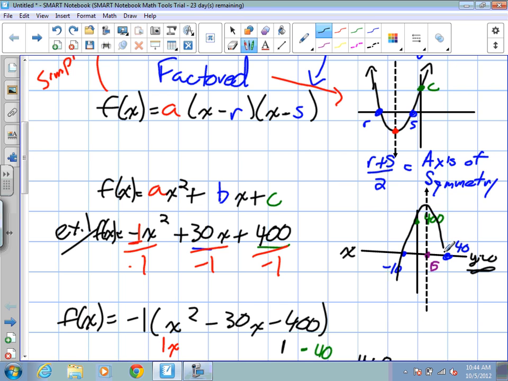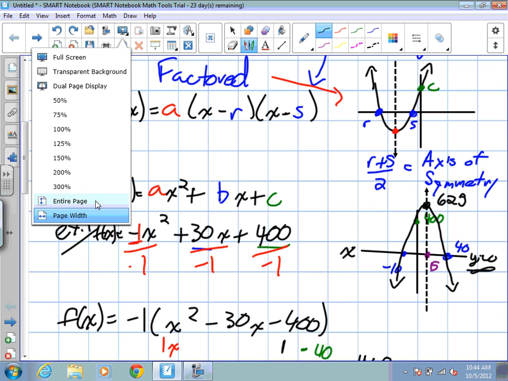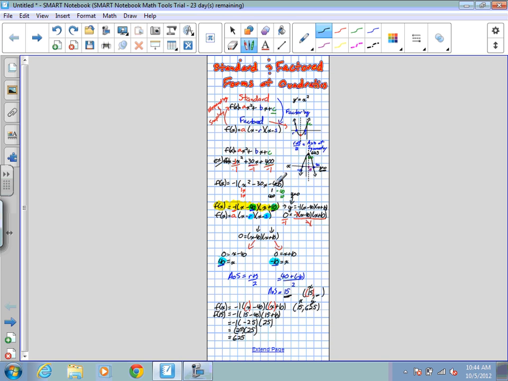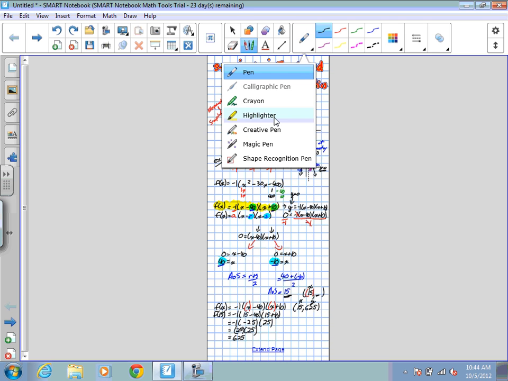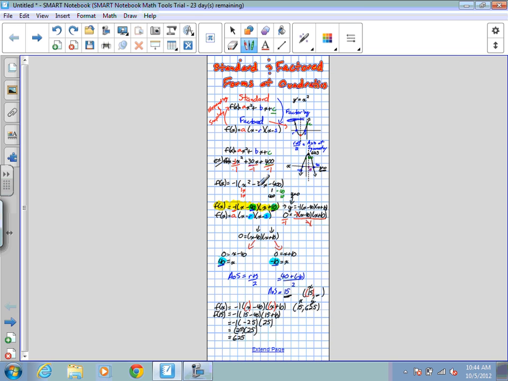Okay? So, with standard and factored form, we can find out all that information about our graph. We just have to go through the steps, which are factoring it. This is where we factored it, put in factored form. We find the two x-intercepts from factored form. We find the axis of symmetry. Then we take that value, plug it back in to find the vertex. A lot of steps to this.